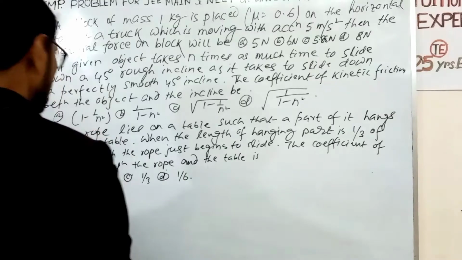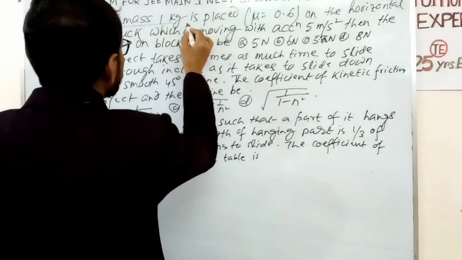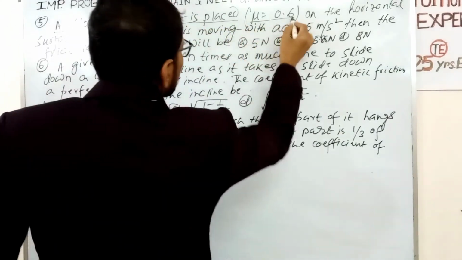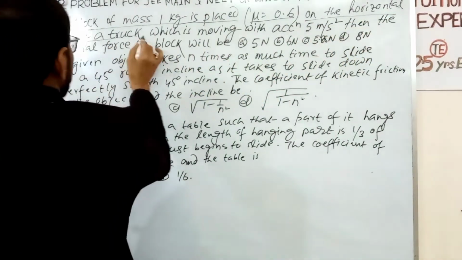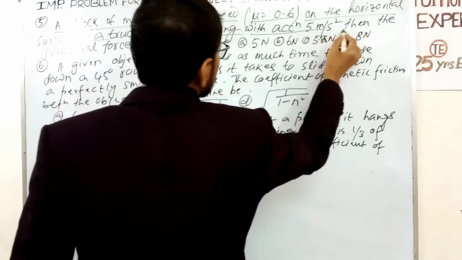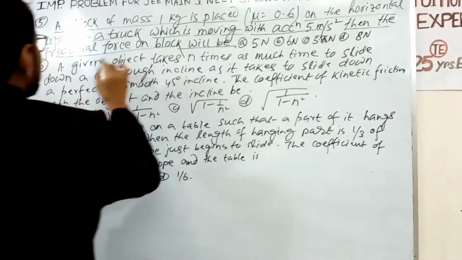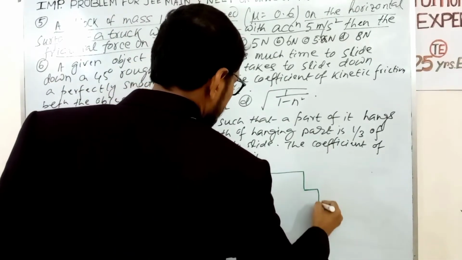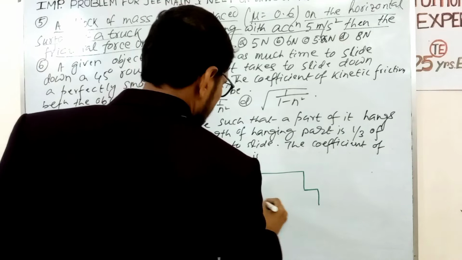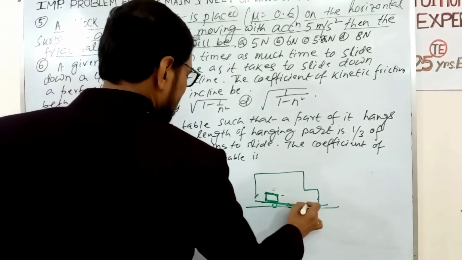Now the next problem: a block of mass 1 kg is placed on the horizontal surface of a truck which is moving with a given acceleration. Then the frictional force on the block will be what? That is, a block is in the truck. So this is a truck, and this is the ground surface.